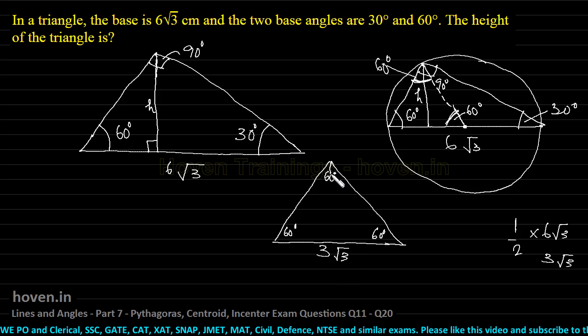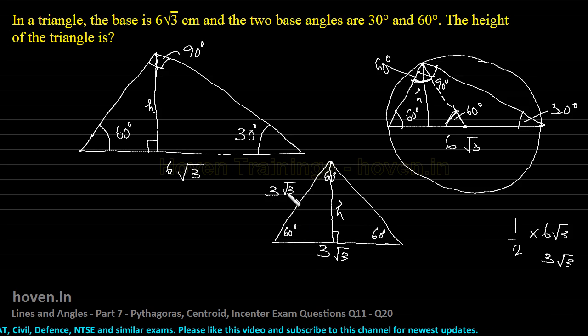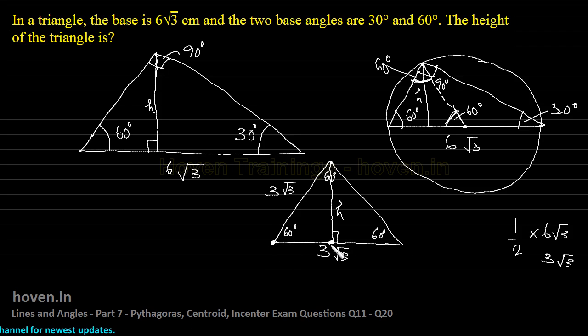So let me now draw a perpendicular at this point and let the height of this be h. And since this is equilateral, this side will also be 3 square root of 3. And this perpendicular will bisect this. A property of the equilateral triangle is that a perpendicular from the vertex to the opposite side divides the side into two equal parts. So only this much portion will be half of this. So I can write it as 3 by 2 square root of 3.